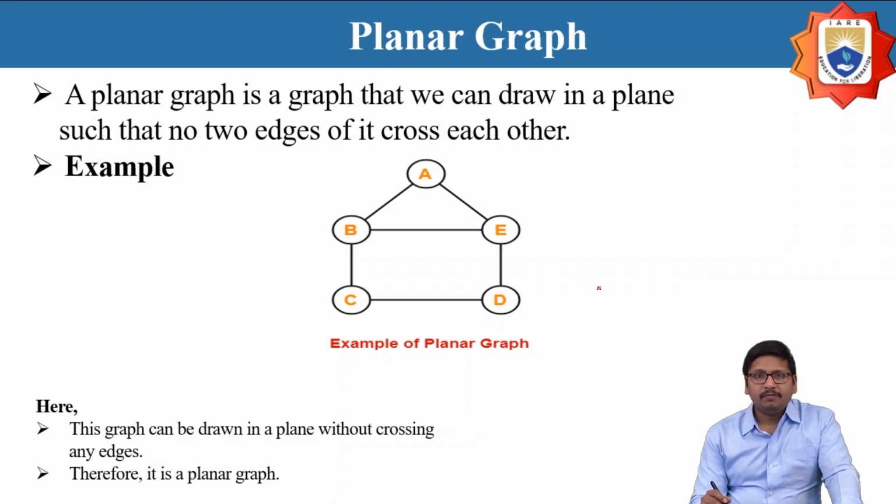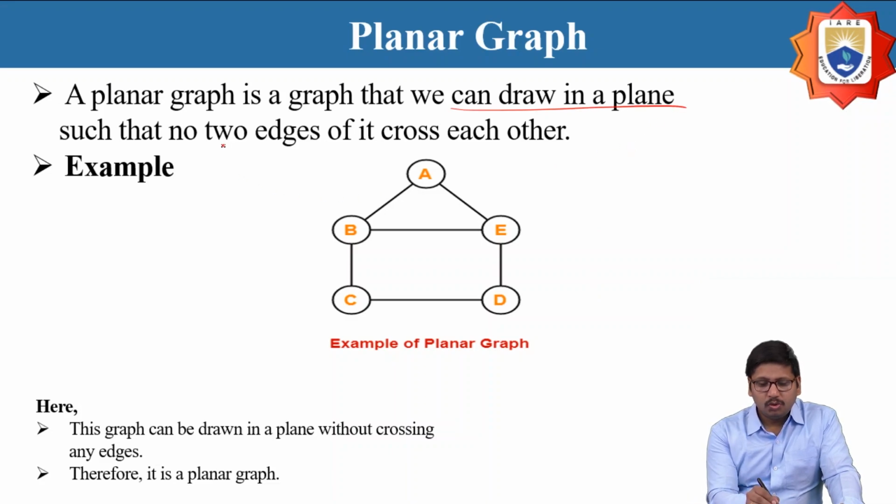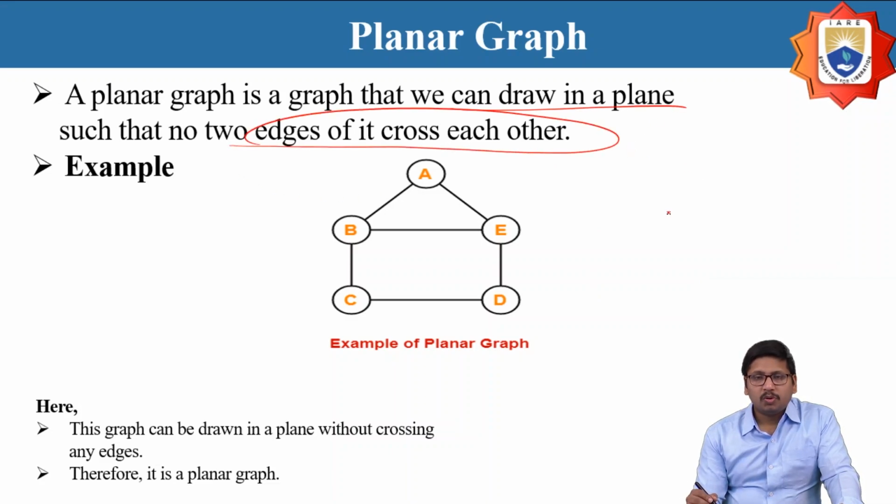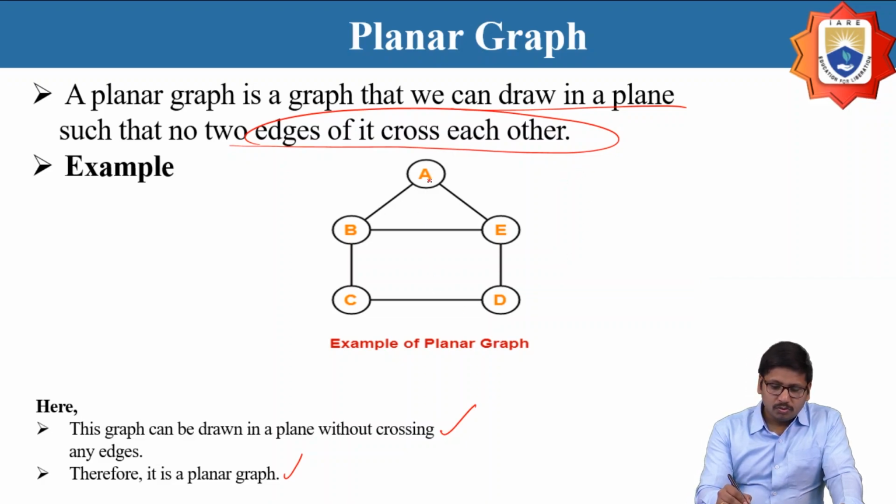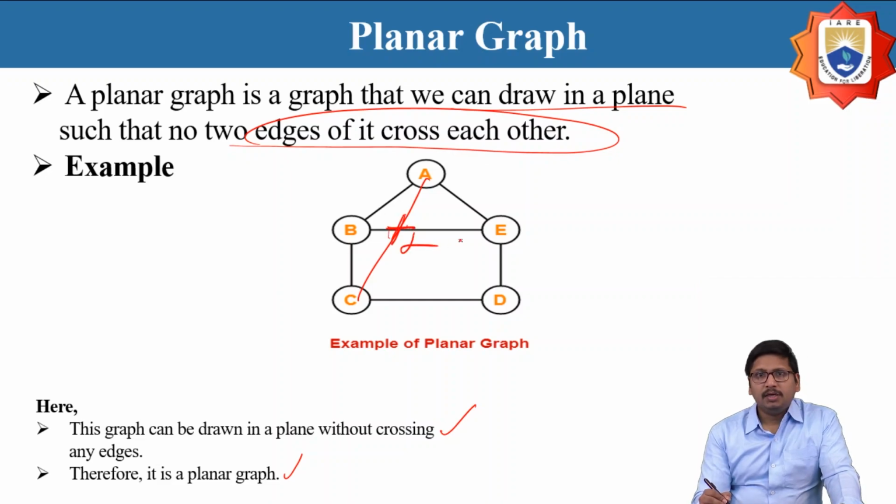The next one is the planar graph. A planar graph is a graph that you can draw in a plane such that no two edges cross each other. Here the graph can be drawn in a plane without crossing any edges, therefore it is a planar graph. If two edges cross each other, then it is called a non-planar graph.